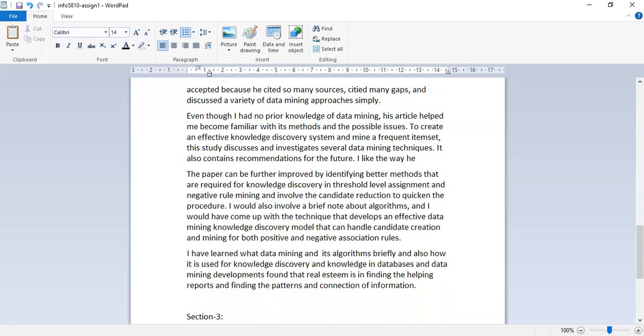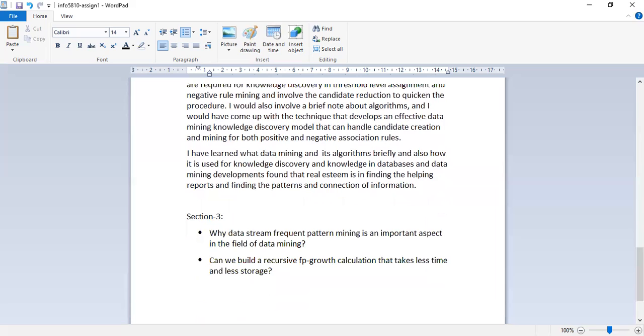I would also include a brief note about all the algorithms, as I am unclear about the algorithms in data mining. So even if anyone completely new to data mining reads the article, they could understand all the algorithms. I would also have come up with a technique that develops an effective data mining knowledge discovery model that can handle candidate creation and mining for both positive and negative association rules. From this paper, I have learned briefly what data mining and its algorithms are, and how it is used for knowledge discovery in databases.